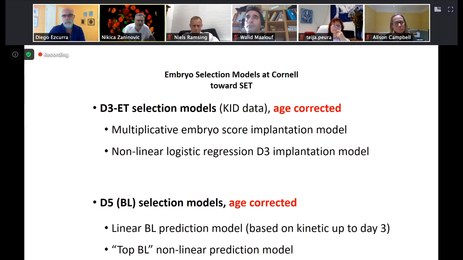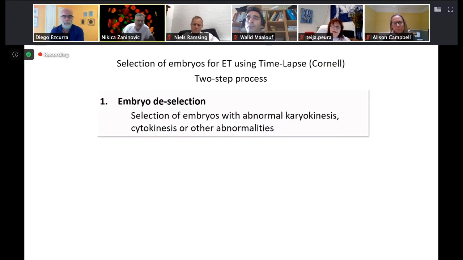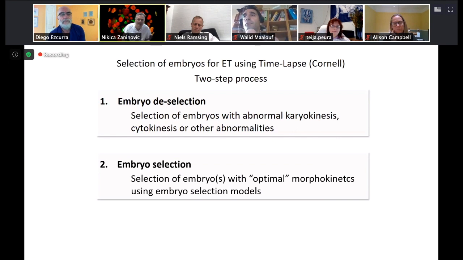Now at Cornell, we have 4 different models that we use. The main thing is that we use age-corrected models, which means we put age, maternal age, inside of the models. I'm not going to go through them, but the first model is pretty much a scoring model for the synchronicity of the development. The second model is predicting blastocyst development on day 5. The third model is predicting top blastocyst, like 4AA or 3AA blastocyst. And the fourth model will be predicting implantation on day 3. So for us, we first do deselection. We take out all abnormalities, and then we look at, from the leftover embryos, what are the best embryos to transfer.